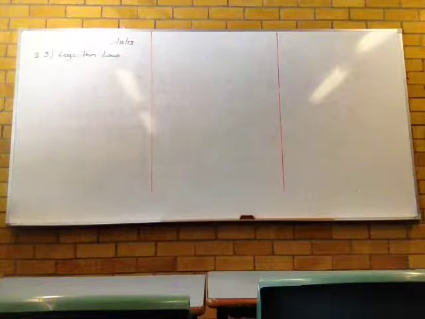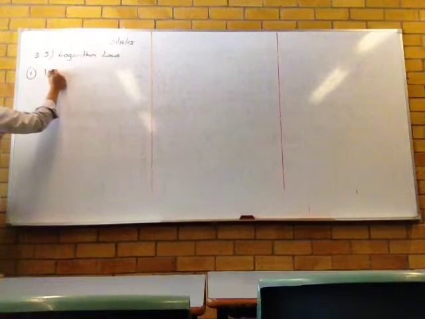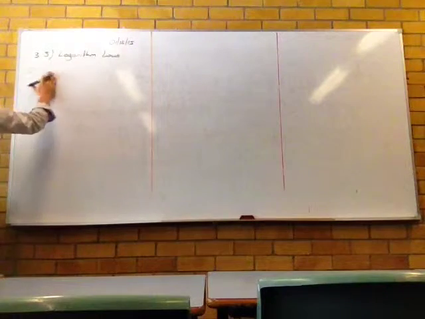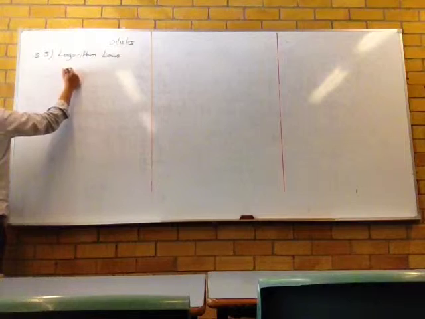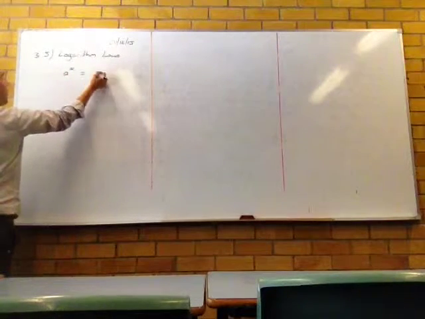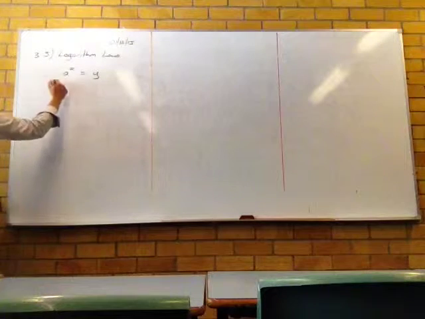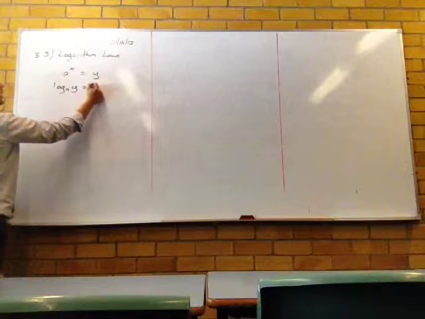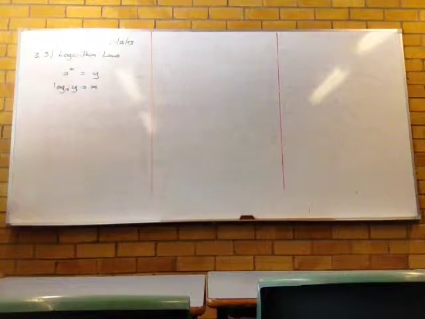Okay, so there's a few rules we need to know. Number one, log base A. Actually, before that, let's go over what we did last lesson. If A to the power of X equals Y, so this is what we did yesterday, then the log base A of Y is equal to that power. That's what we need to know so that we can do the laws from that.